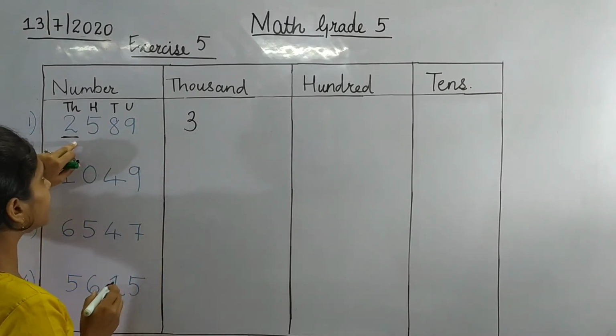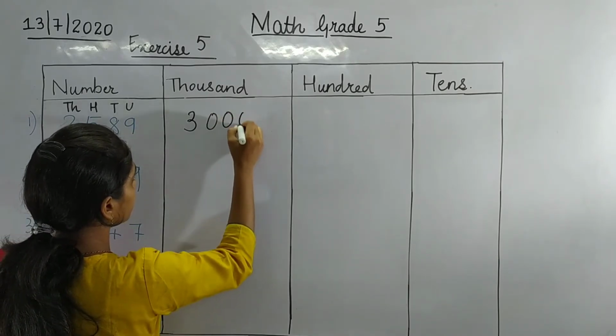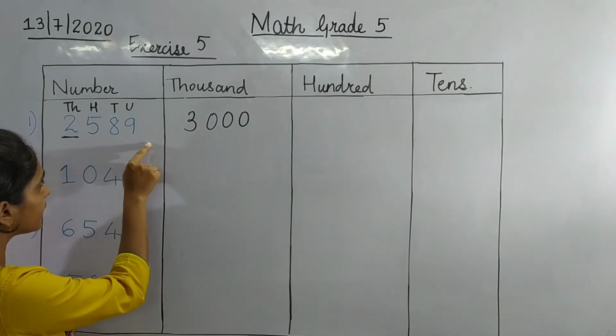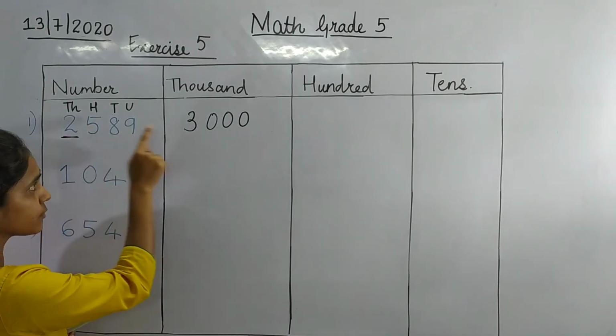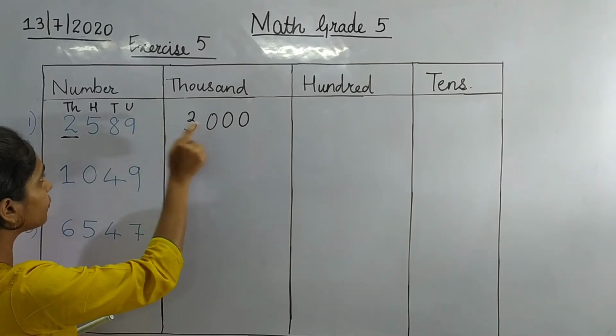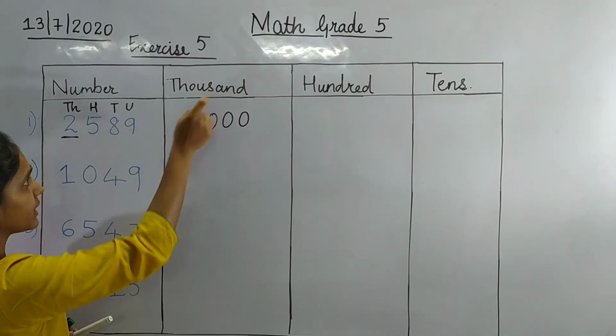and after 2 how many digits are there? 1, 2, 3 digits are there. So I put 3 zeros. So this number, after rounding it off to the thousands place, we get 3000. This is the number rounded off of the given number to its thousands place.